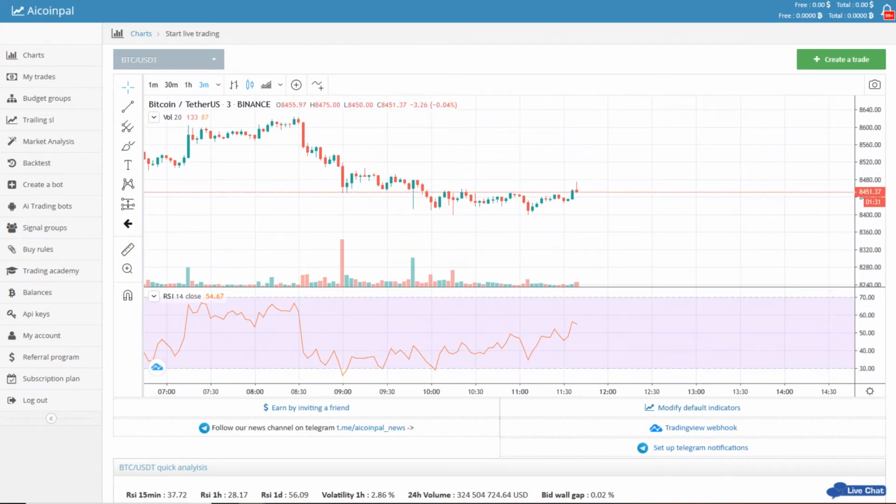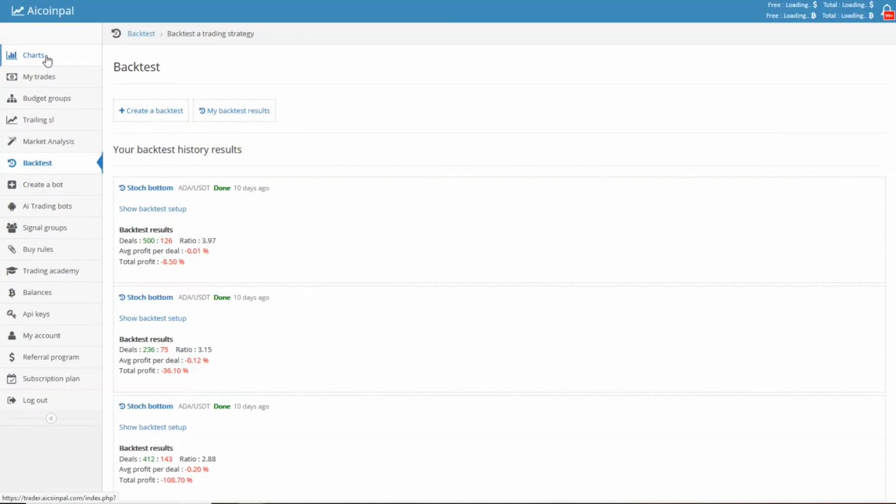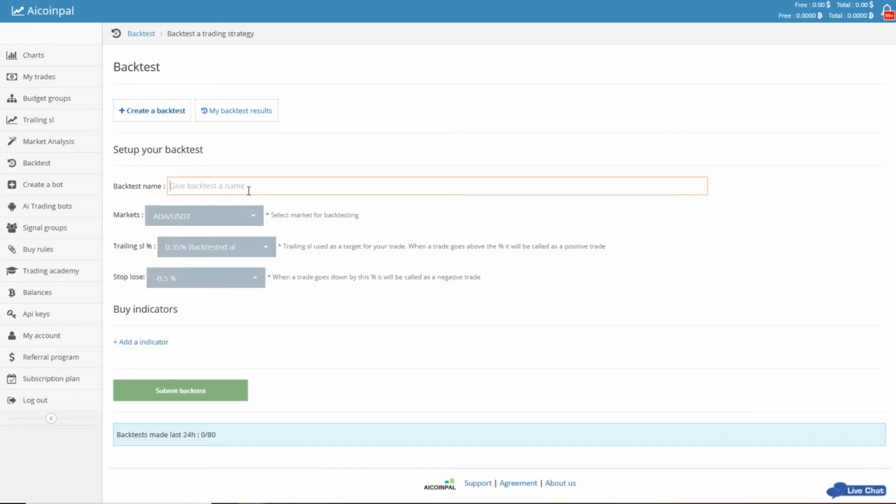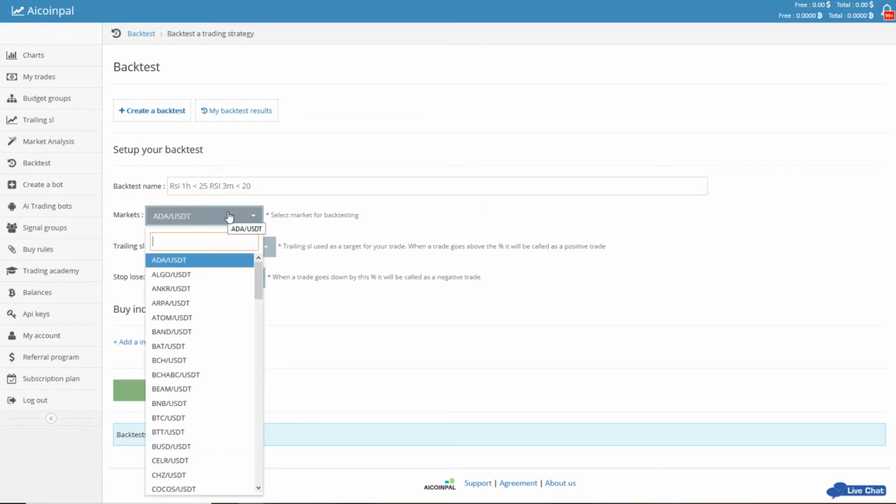So hour below 30 and 3-minute chart below 25. And now you are wondering how much profit it will give you, and how you can actually know how much you will earn. That's why the trader.AiCoinPal platform offers you a really great opportunity, and it's called simply backtesting. We will create a simple backtest: RSI 1 hour below 30, RSI 3 minutes below 25, let's just use 25 and 20 to make it a lower price action.